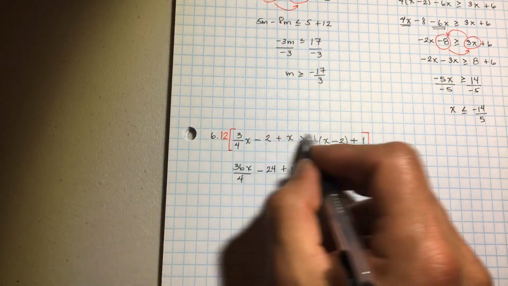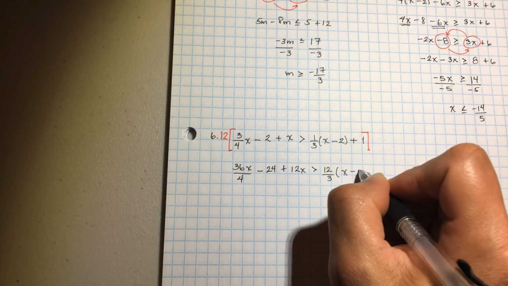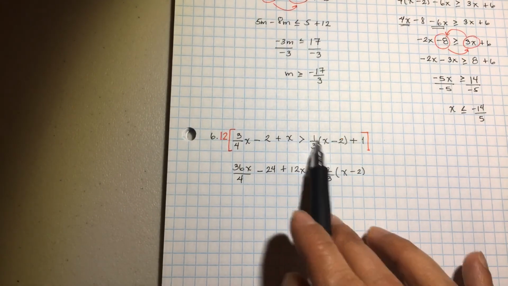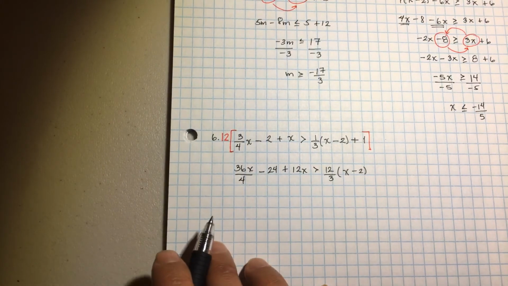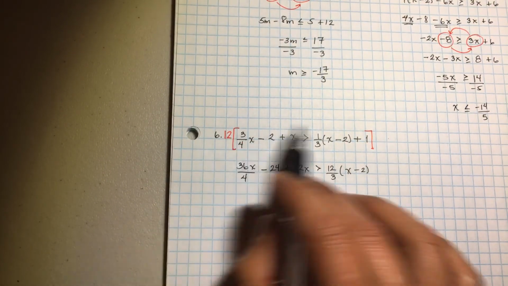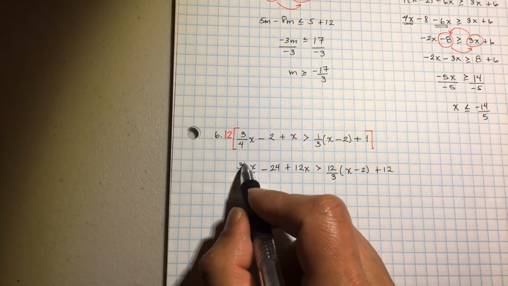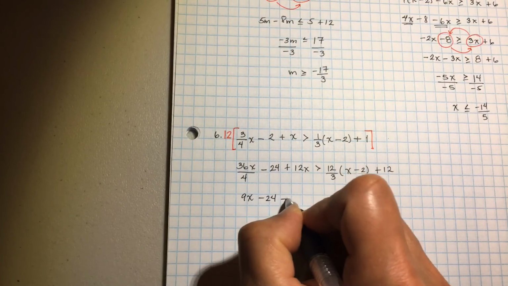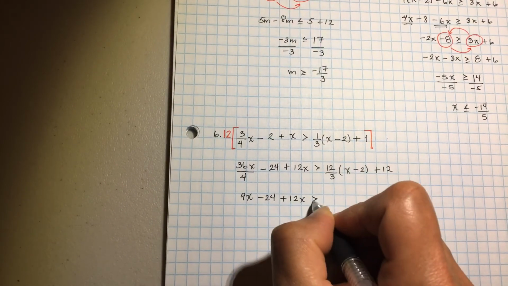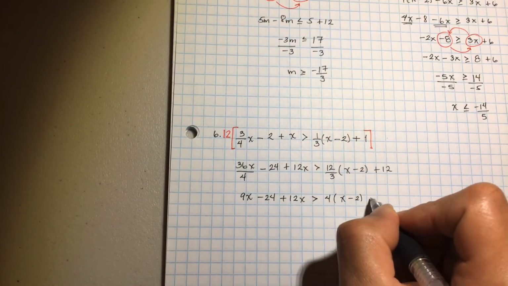Greater than. 12 times 1 is 12. Leave the denominator alone. Remember, leave the x minus 2 on the inside. Whatever's on the inside of the parentheses, leave it alone. Lo que está dentro del paréntesis se deja solito, okay? And now 12 times 1 is 12. All right. 36 divided by 4 is 9. 9x minus 24 plus 12x greater than 12 divided by 3 is 4. And then x minus 2 plus 12.